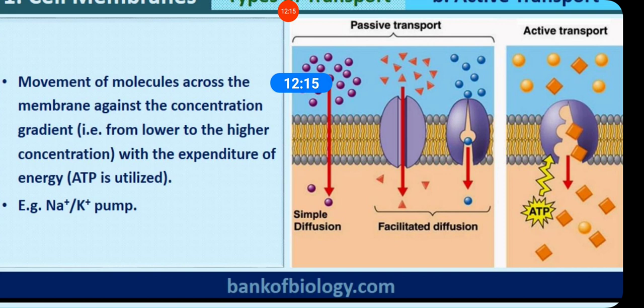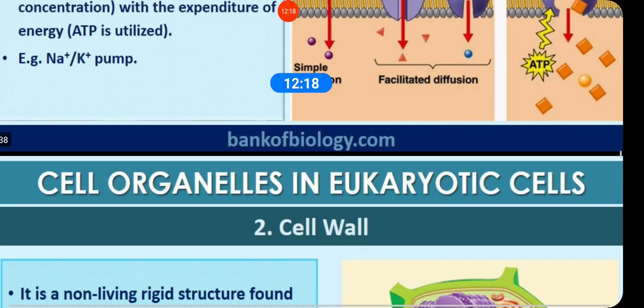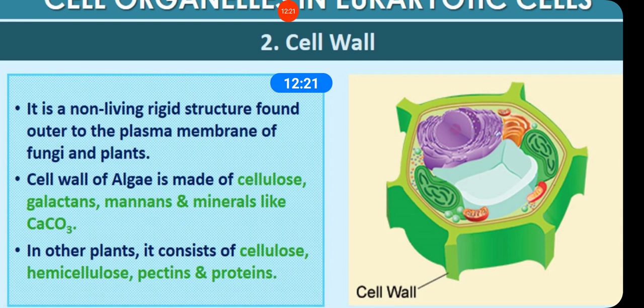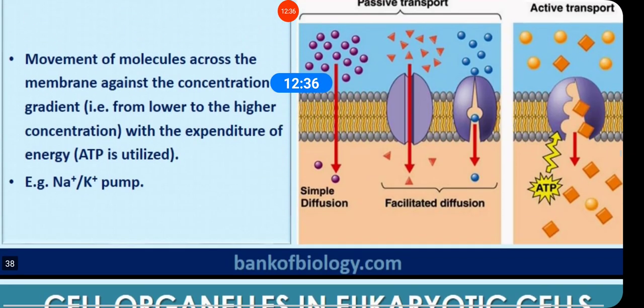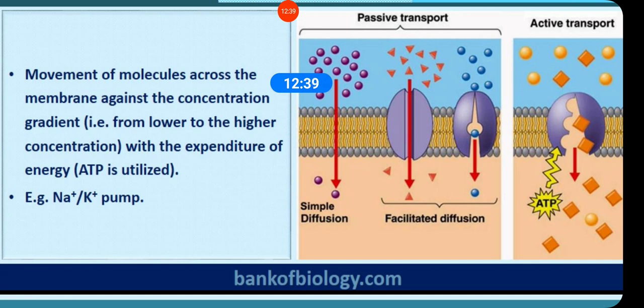So what is the difference between active and passive? In active, energy is required, and in passive, energy is not required. Active is a rapid process, passive is a slower process. Active occurs against the concentration gradient, passive occurs along the concentration gradient. Active is highly selective for particular things, and passive is not selective. Is it clear? These are the basic differences between active transport and passive transport. I hope the things are clear to you.